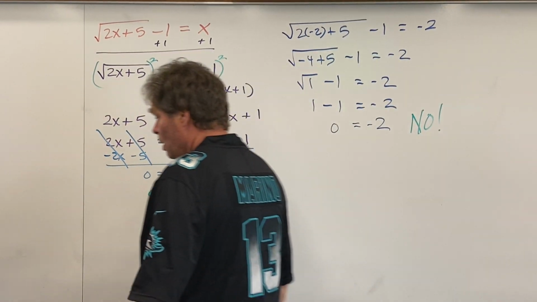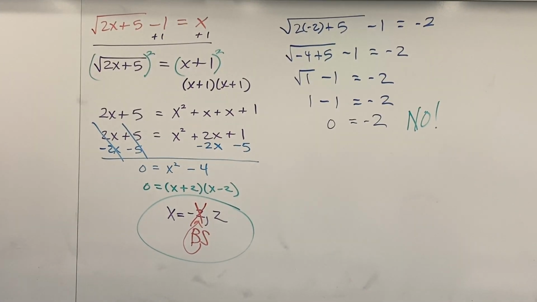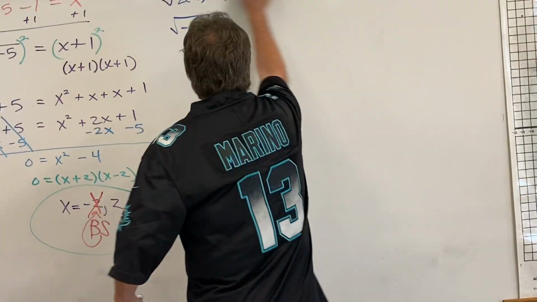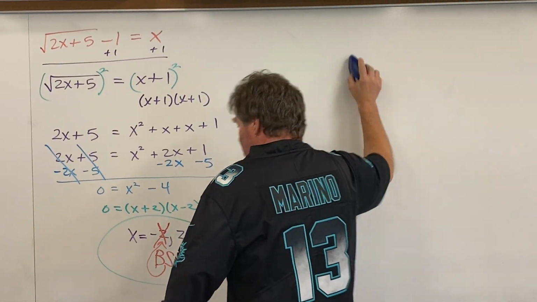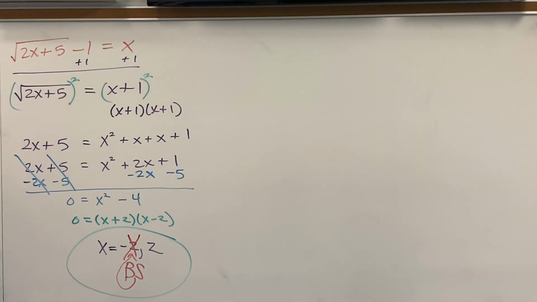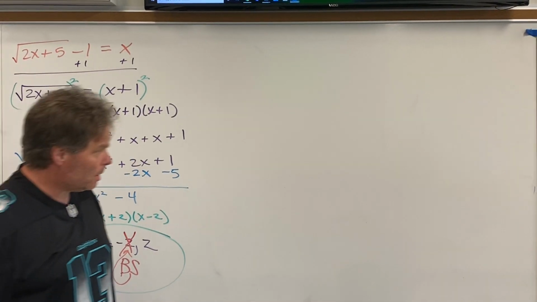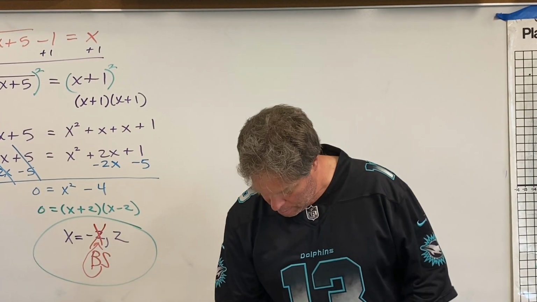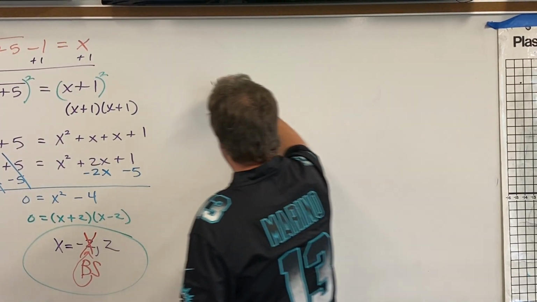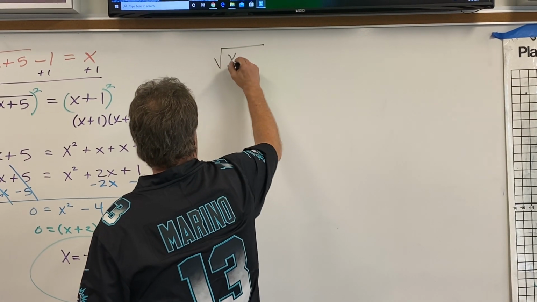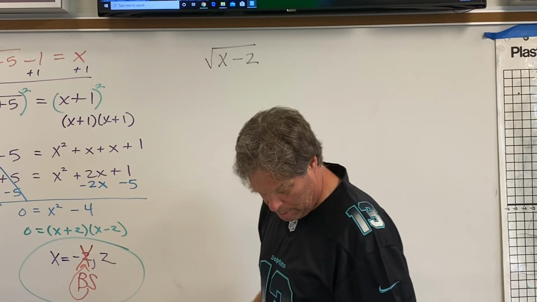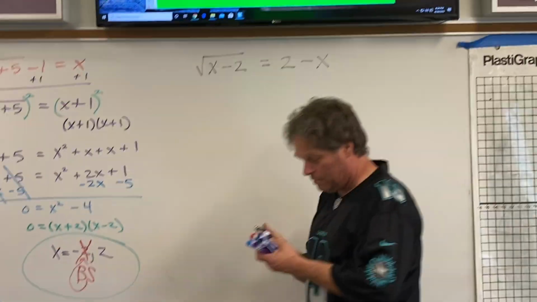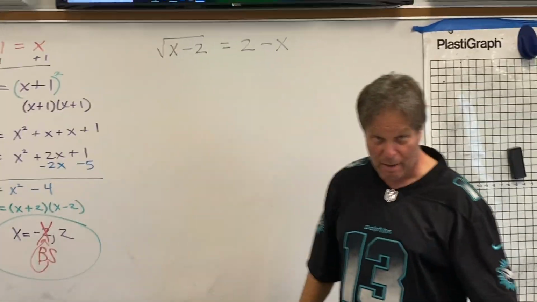All right, one last final problem. Here it comes. Get ready. The grand finale. Okay, here it comes. It is called, I don't know what it's called, but here's what it is. Square root of x minus 2 equals 2 minus x. That's an interesting problem. Yeah, we'll find out what it is.